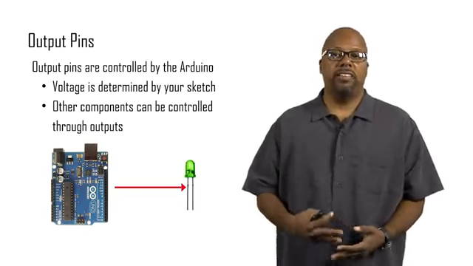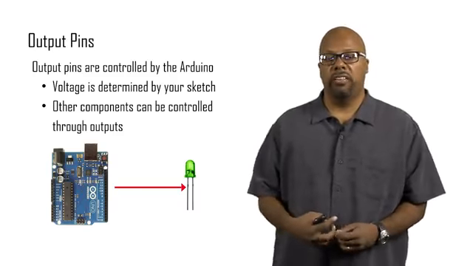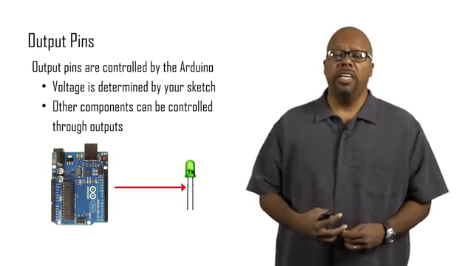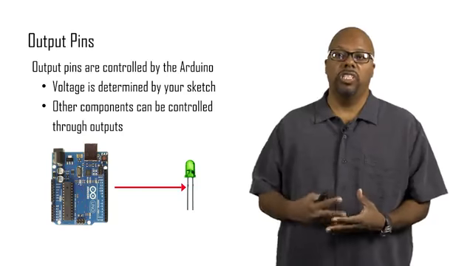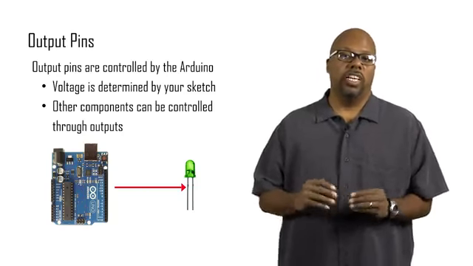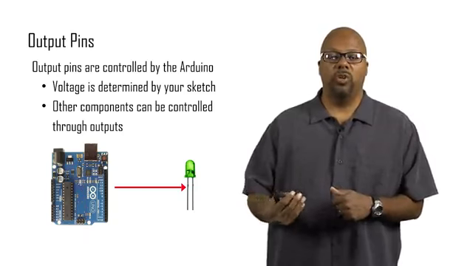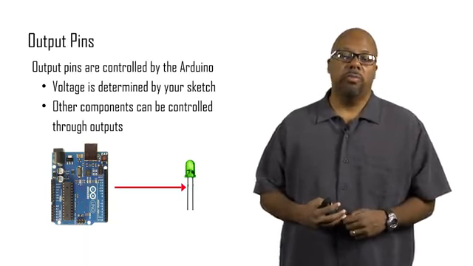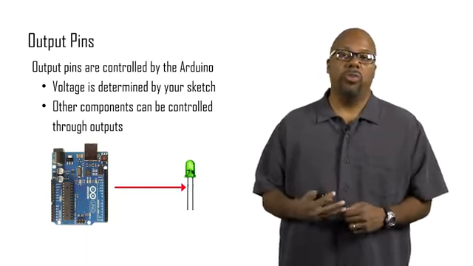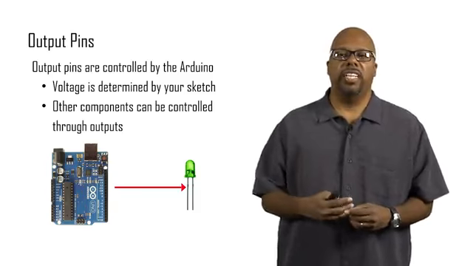So pins can be designated as output pins or input pins. An output pin is controlled by the Arduino, so the voltage is determined by your sketch. Your sketch calls a library function which sets the voltage. Other components can be controlled through these outputs. So say you want to take, like here, an LED, and connect that to an Arduino.